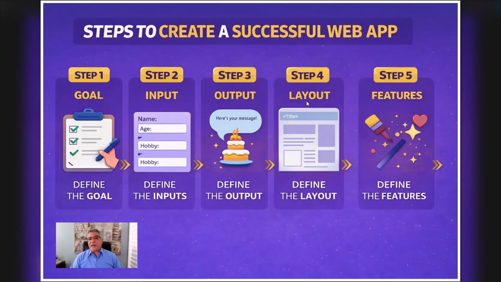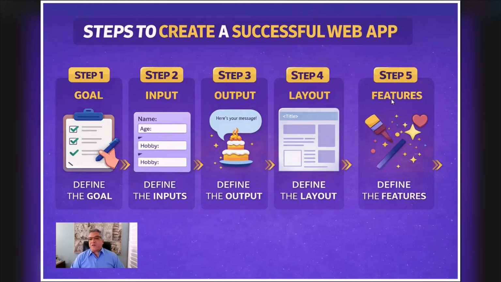Then you go into the layout. You have to define the layout. Do you want like on the left screen to be the input and the right screen to be the output? Do you want the output to specify the person name and thank you? And so you have to tell the app all of this information.